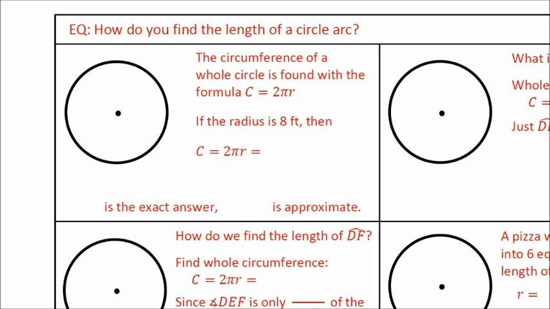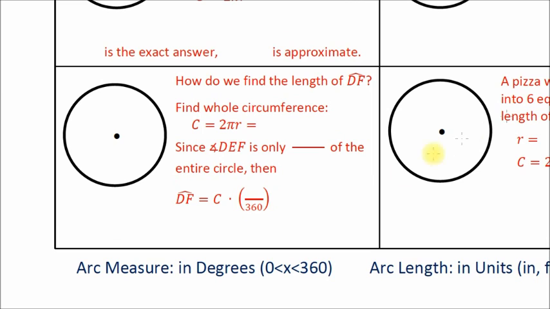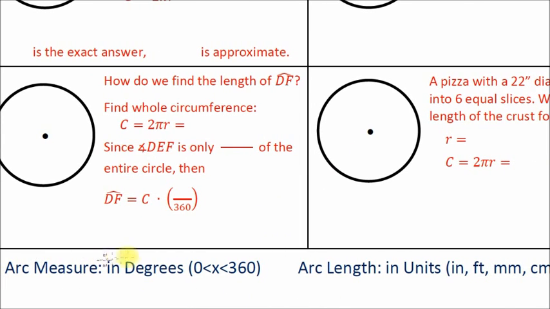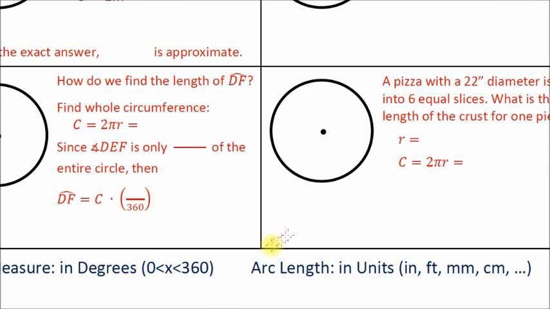After you write that essential question, if you can fit it in your margin at the bottom of this section, write: arc measure is in degrees. Your arc measure is going to be somewhere between 0 and 360 degrees. It's the same as measuring an angle. However, the length of an arc is something different.